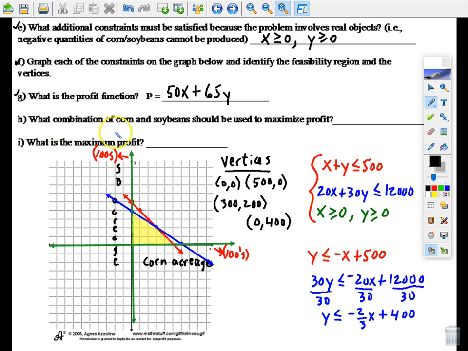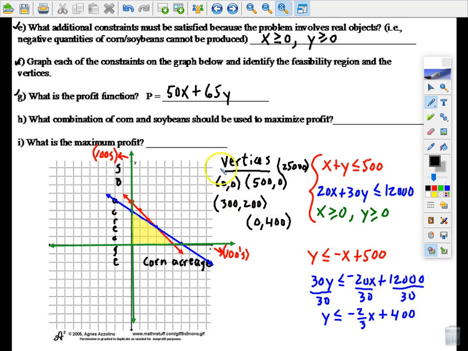Now, what combination of corn and soybeans should be used to maximize profit? Well, now you're going to test your vertices. We're looking for the combination of X, corn, and Y, soybeans, that would give us the highest value of P. Well, you can probably tell that 0, 0 is not going to do it for us. For 500, 0, you're going to do 500 for X. That's 50 times 500. So you get 25,000. I'll just put the amount here.